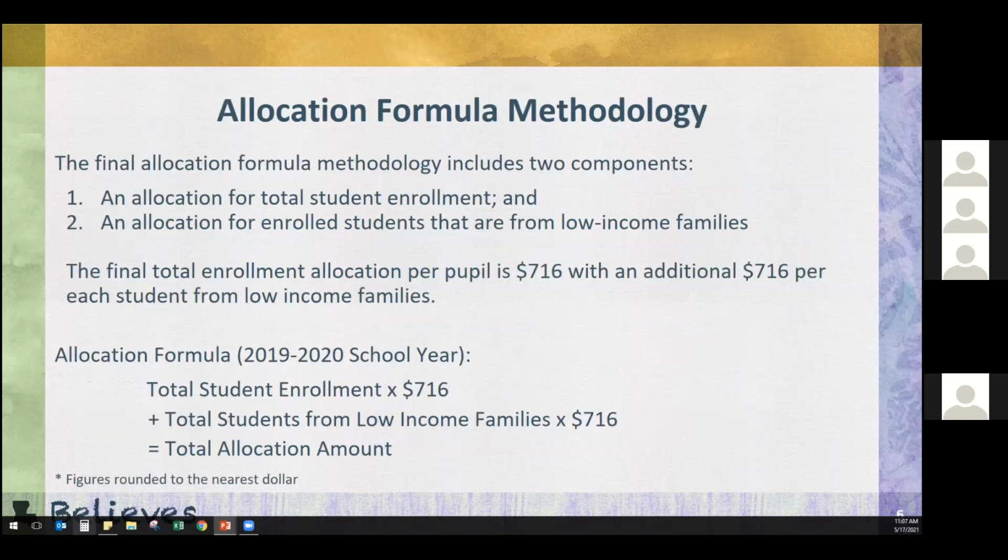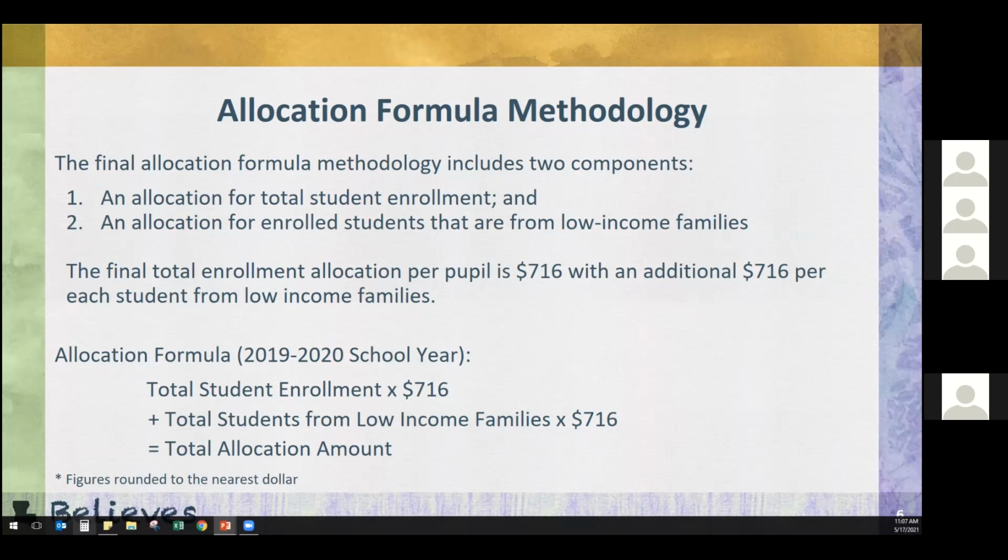So that formula methodology for allocation, again, we're looking at an allocation for total student enrollment, as well as an allocation for enrolled students that are from low income families. So that's the two components. The final total enrollment allocation per pupil is roughly $716, with an additional roughly $716 for each student from low income families.